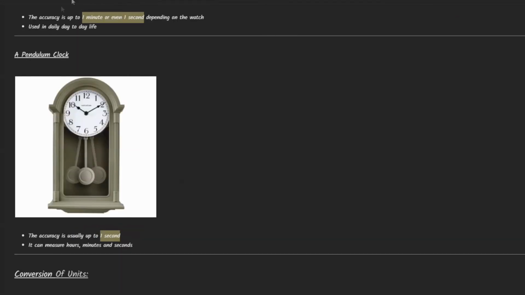Then lastly, we have the pendulum clock. Now, the pendulum clock is a very old type of clock, and the accuracy of a pendulum clock is actually 1 second, exactly 1 second. And it can measure hours, minutes, and seconds. It's basically the same as the normal watch that we looked at earlier.